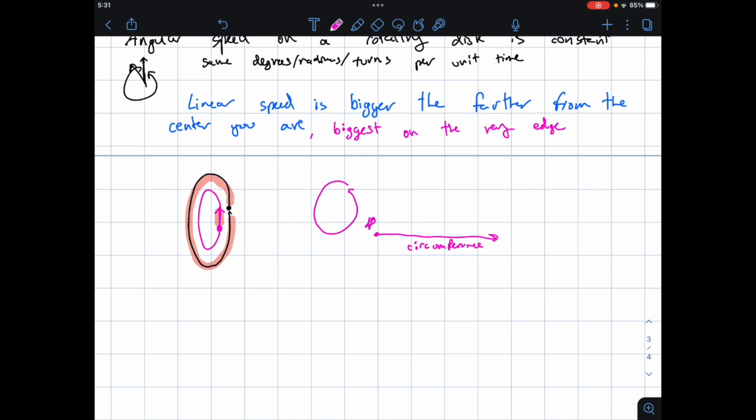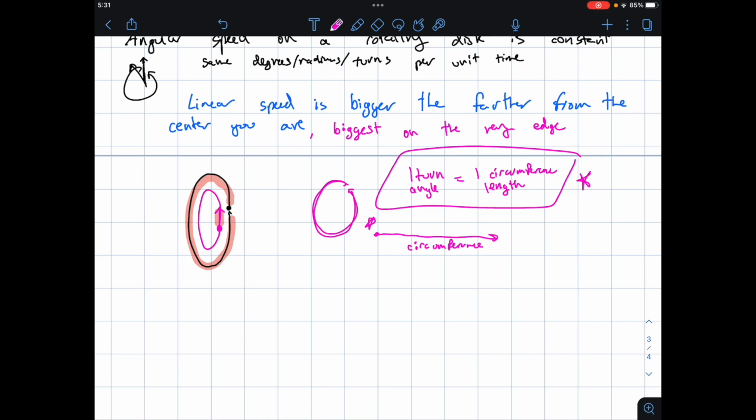One turn equals one circumference. One turn, which is kind of like an angle, equals one circumference, which is a length, or can be thought of as a length. And that's the key to converting between linear, how far did we go, over some angle. So I hope you enjoyed this video.